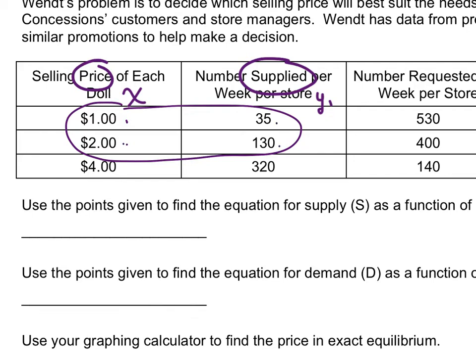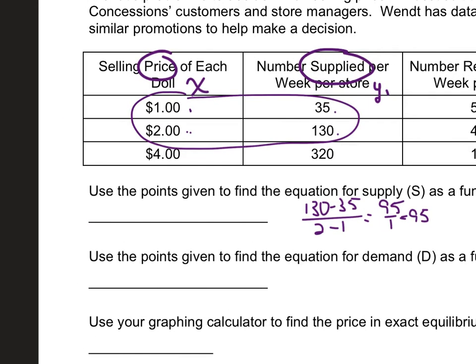And I'm just going to find slope. I'm going to take the Y's and subtract them, 130 minus 35, and divide that by the difference of the X's, $2 minus $1. When I do that, I get 95 over 1, and I have a slope of 95. So I know up here, I'm doing S equals, I know my slope is 95p.